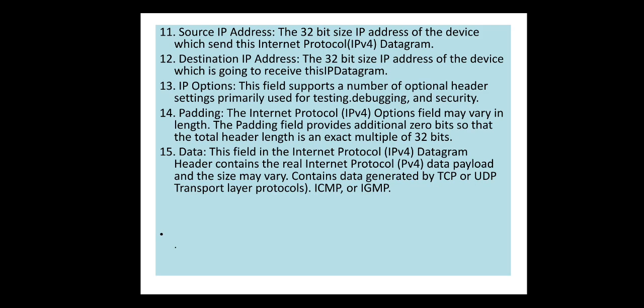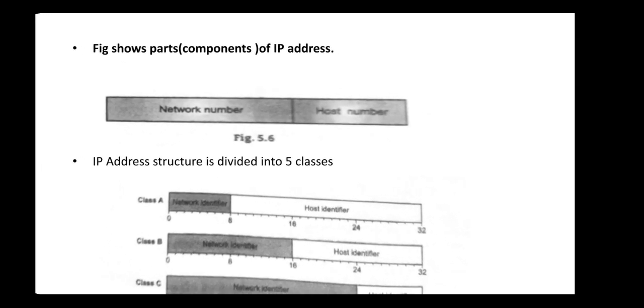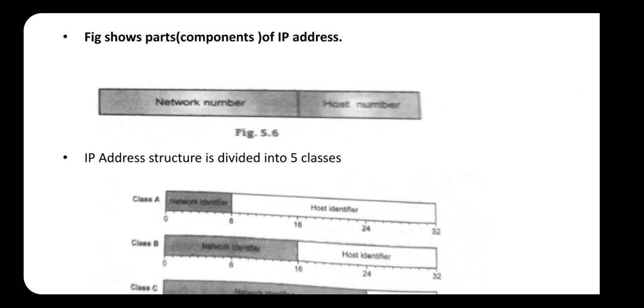Next is the data field, which contains the real internet protocol data payload, meaning the data, and its size may vary. It contains the data generated by TCP or UDP transport layer protocols or ICMP or IGMP protocols. It is actually the data which we want to transmit over the network. This shows the components of the IP address, that is network number and host number.